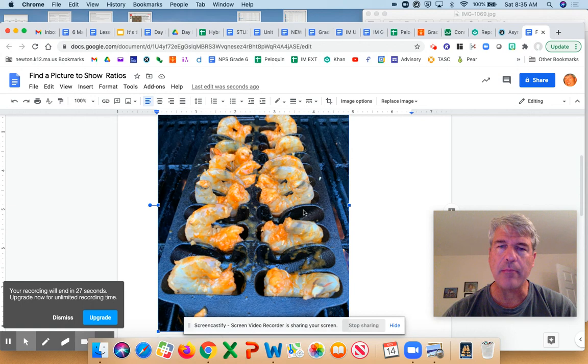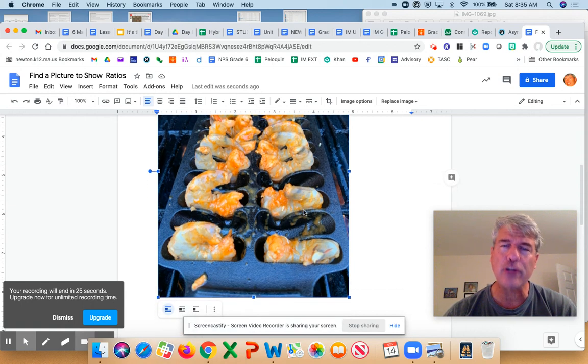So that's the assignment. If you're unable to upload a picture, that's okay. Just describe the picture, come up with a ratio, come up with a sentence or two that describes the ratio. Also come up with an equivalent ratio that is greater than what you're showing, and then describe that, and you're done with your asynchronous activity.